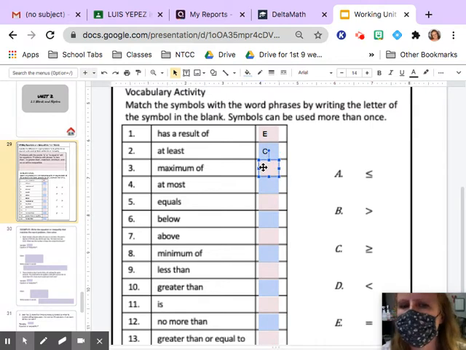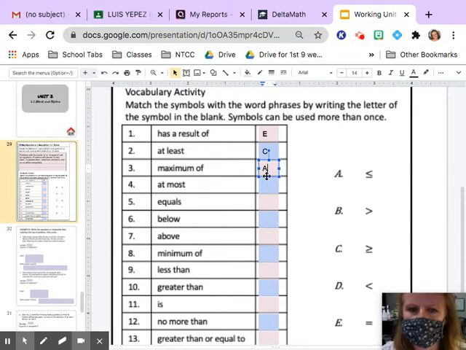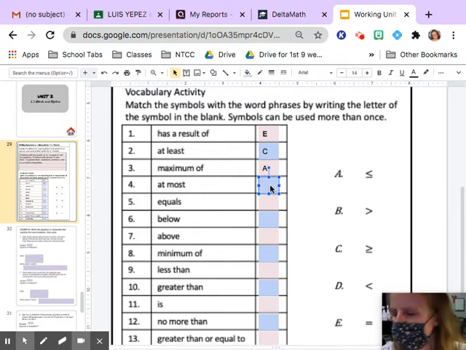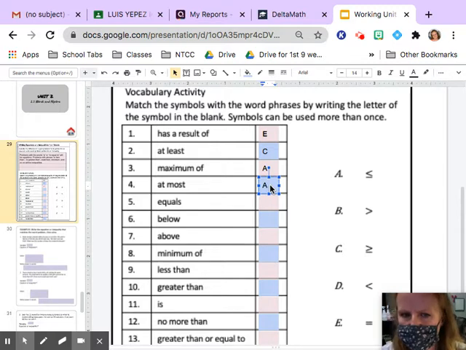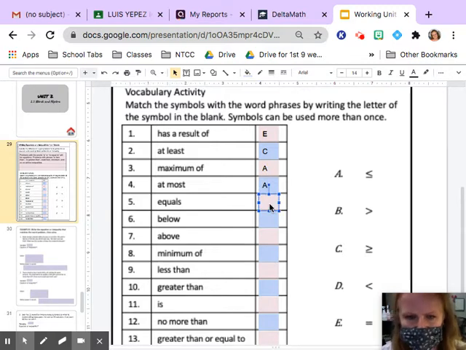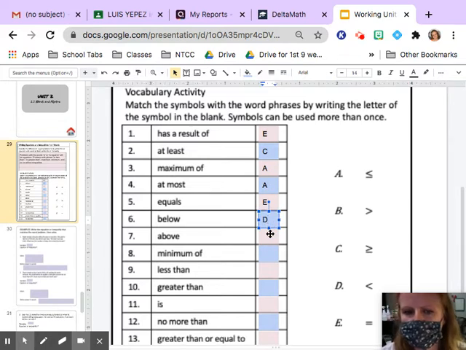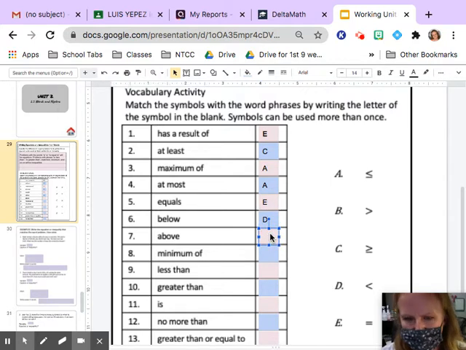Okay. A maximum of. A. Less than or equal to. At most. A. So less than or equal to. Equals. E for equals. Below. Yep. Less than, which is D. Above. B, greater than. Minimum of. That means it could have this, but it can also go above. C, greater than or equal to.